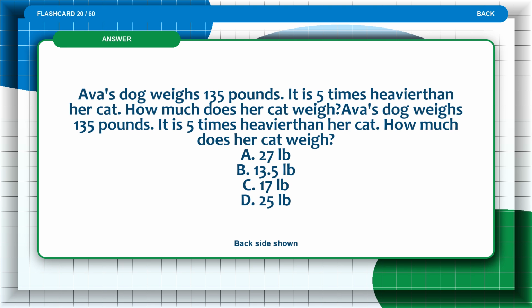It is 5 times heavier than her cat. How much does her cat weigh? A) 27 pounds, B) 13.5 pounds, C) 17 pounds, D) 25 pounds.